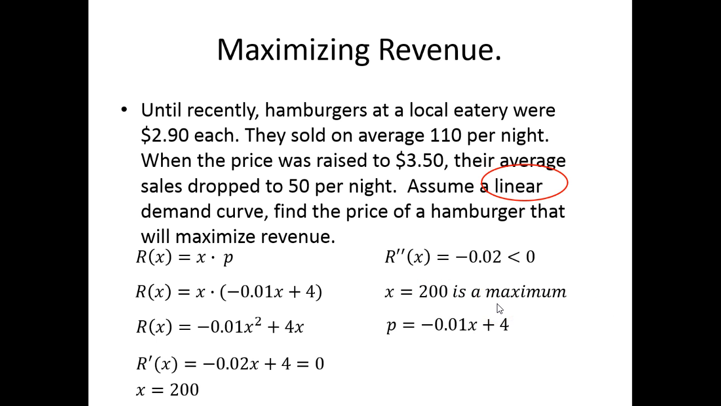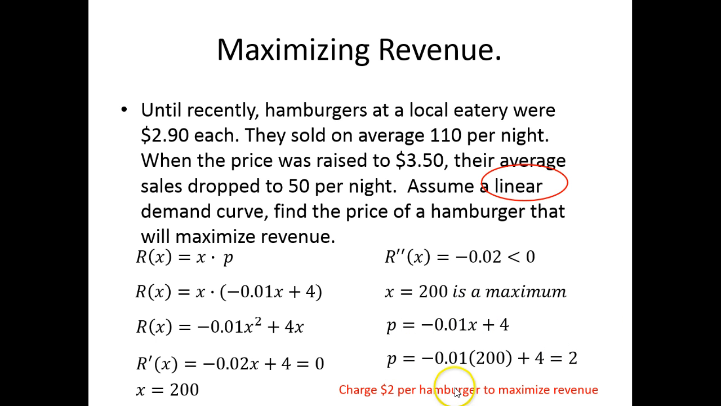And what is the actual demand? Because it says assume a linear function, find the price of the hamburger. Well, the sales of 200 will maximize the revenue. We can plug back in and find the maximum revenue, but it asks us to find the price. So I'm going to take my demand function, P equals negative 0.01x plus 4. I'm going to plug 200 in for x, and the price is $2. So charging $2 per hamburger will maximize the revenue.